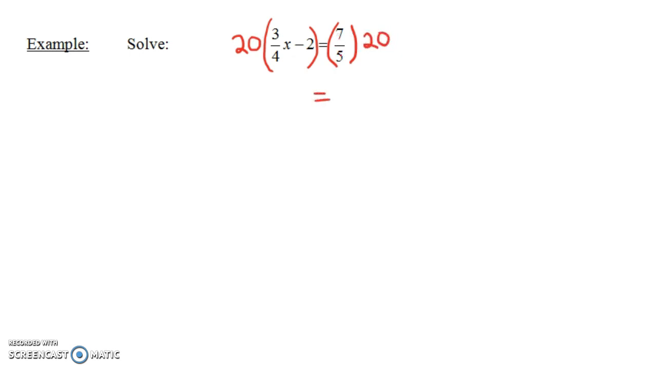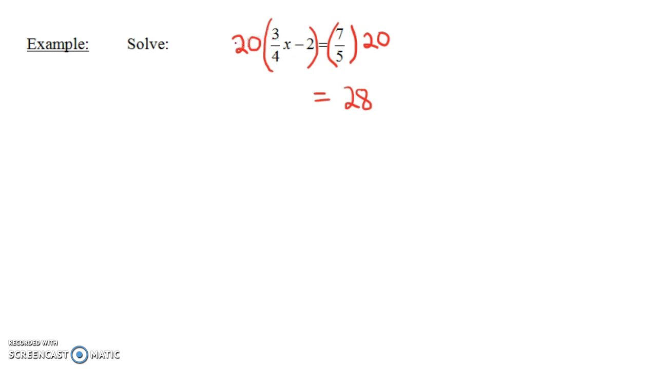Now on the right hand side, when we have 7/5 times 20, we can simplify this here. 20 divided by 5 is really 4, and then 4 times 7, that would be 28. And on the left side, what we need to do is to distribute the 20. We're going to do 20 times 3/4 x, and then do minus 20 times 2. Now, what's 20 times 3/4 x? Well, 20 times 3/4 is really 15.